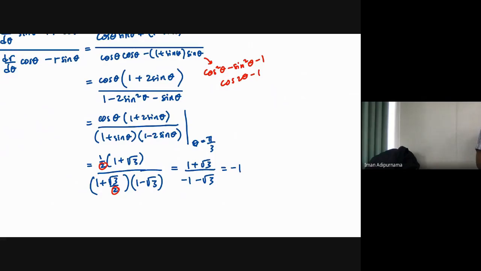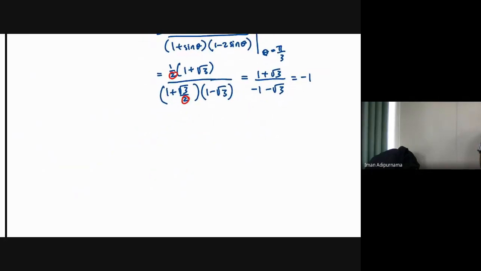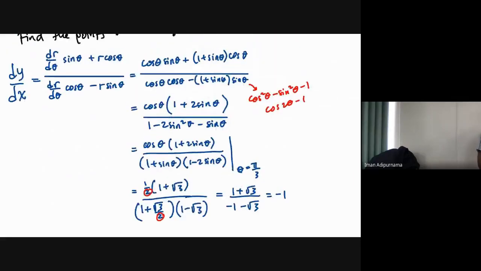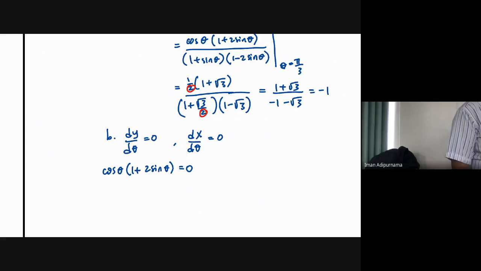Okay, I think the calculation is not too concerning, as long as you get the idea for the tangents. Then for the horizontal and vertical, we need to have this equal 0 and this equal 0. We need to find these two relations. So dy over d theta is cos theta times 1 plus 2 sine theta, set to 0. So we can find theta from here.